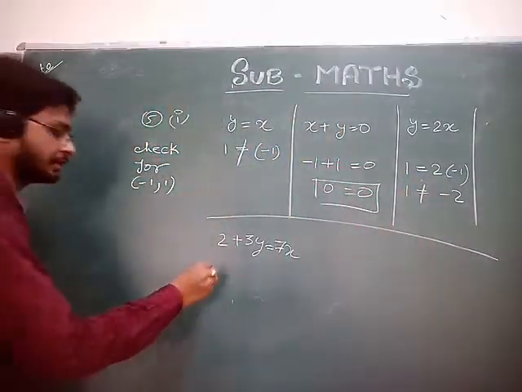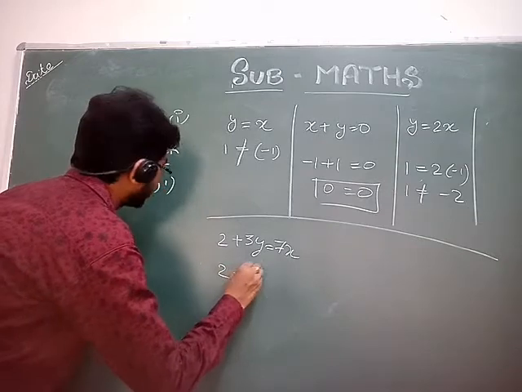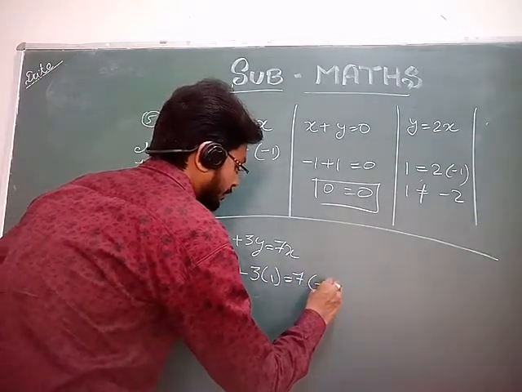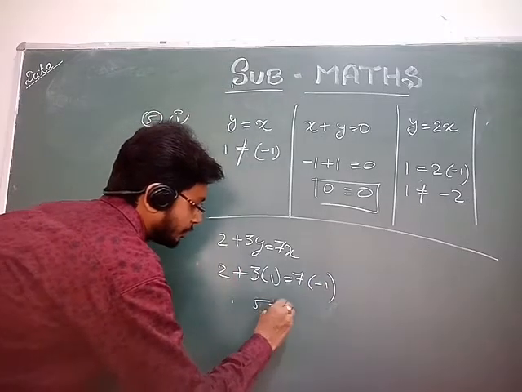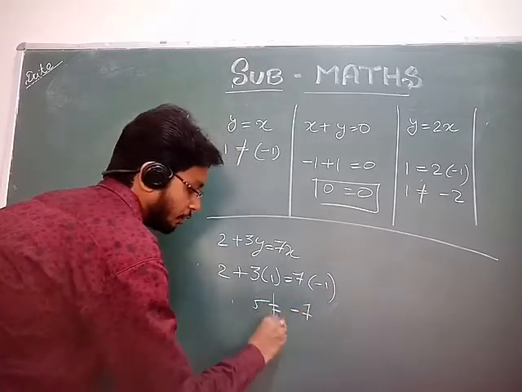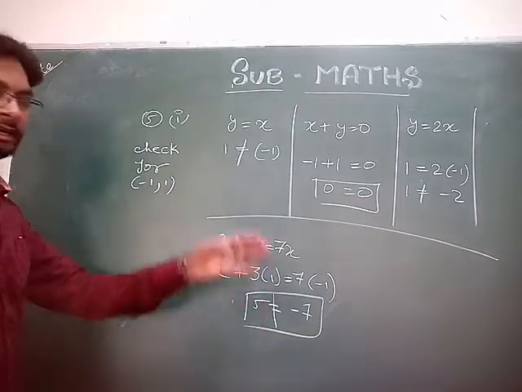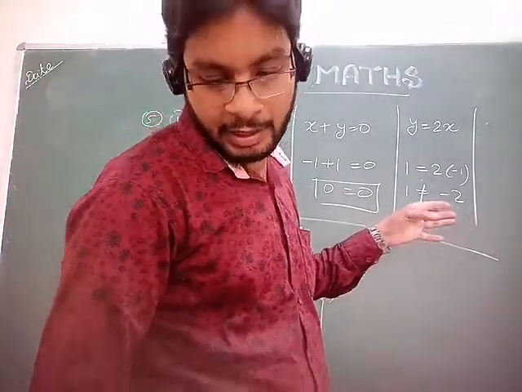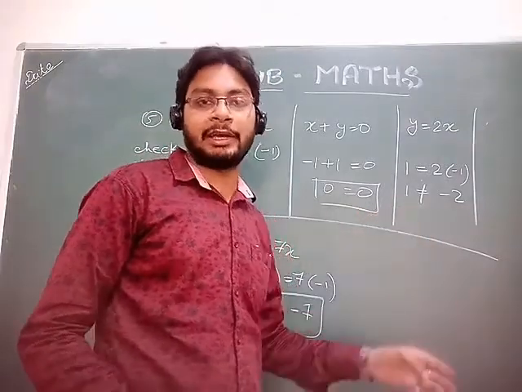And now check for the fourth part. 2 plus 3 into 1 is equal to 7 into -1. You will get 5 is equal to -7. Are they equal? Not equal. So the given graph is of x plus y is equal to 0.